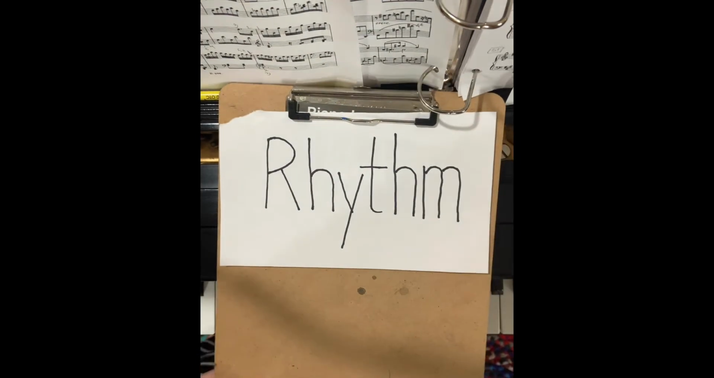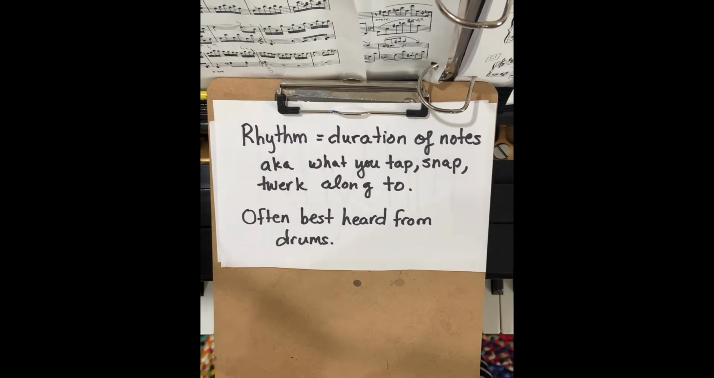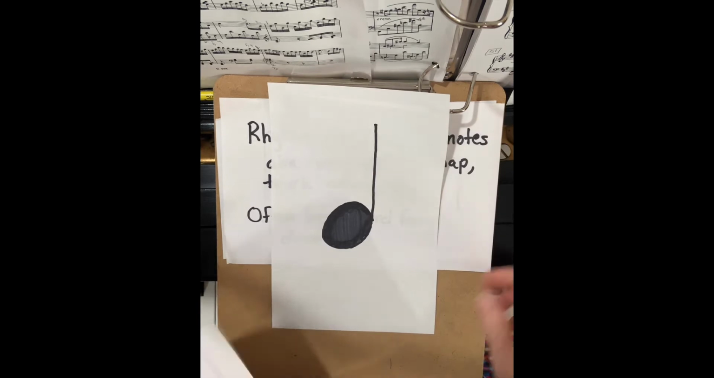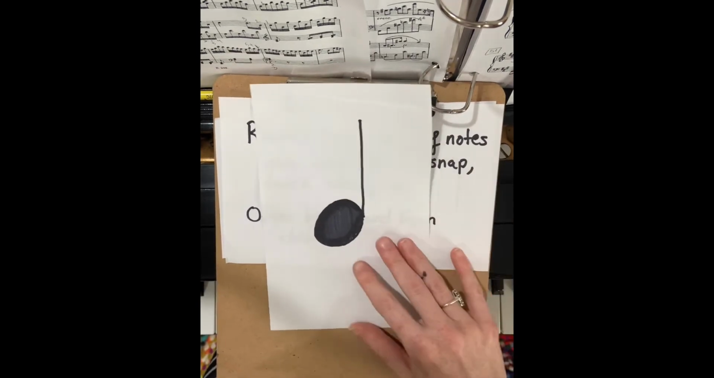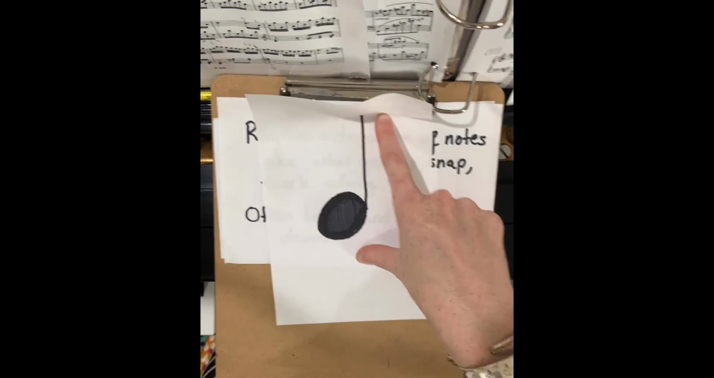Today we're going to discuss rhythm. Rhythm is the heartbeat or the pulse of a piece of music, often best heard from the drummer. In music notation, this is a quarter note. It represents one beat. It consists of a head and a stem.